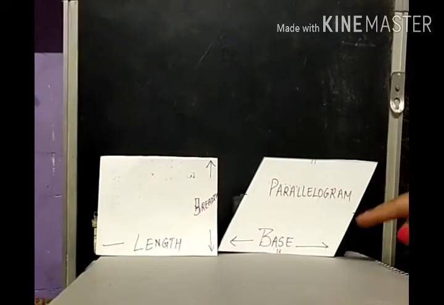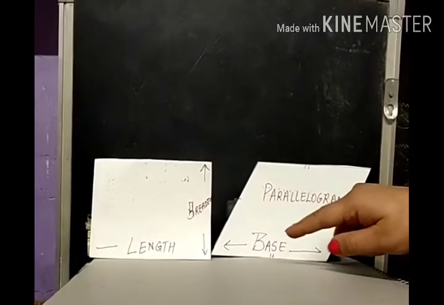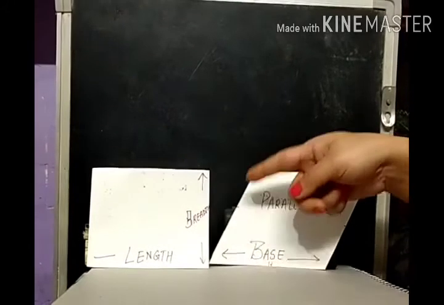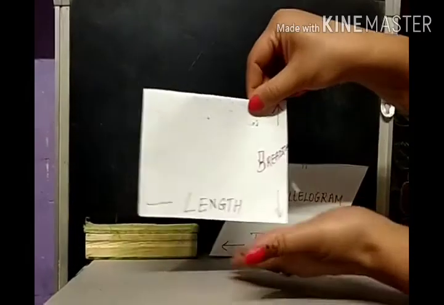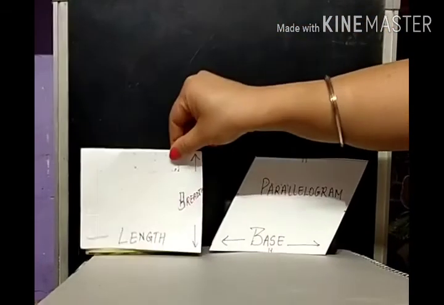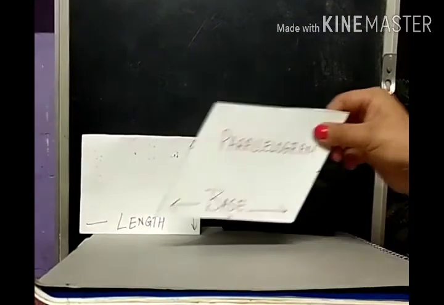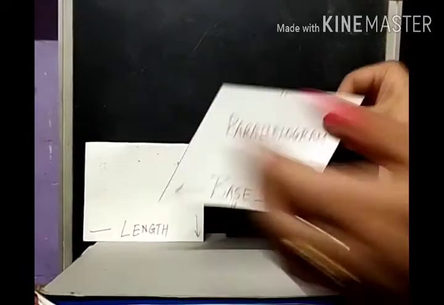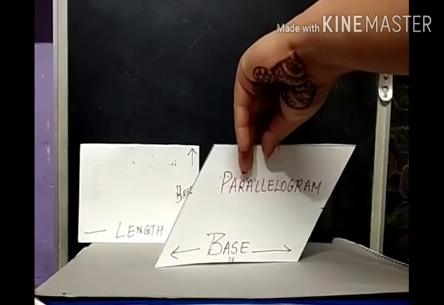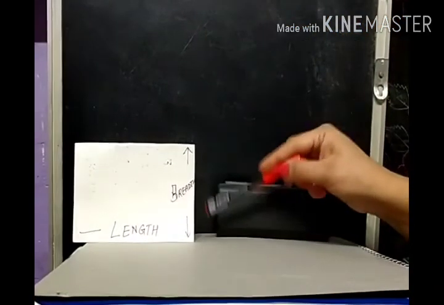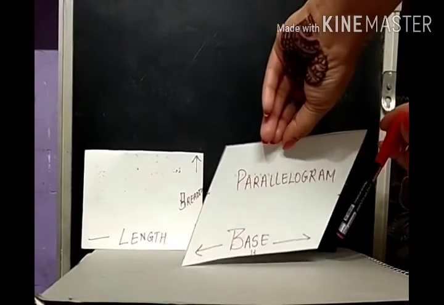But in the parallelogram, this length will be named the base, and this is the height of the rectangle. Okay, this is the height and this is the base. Here we name it length and here we name it breadth. In a parallelogram, the part which touches the surface is the base. Now, how will we write this? The breadth here is the height.